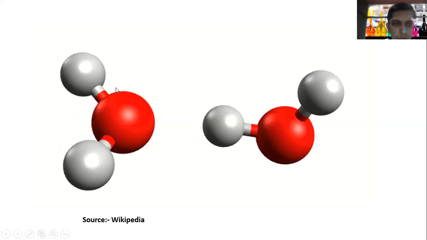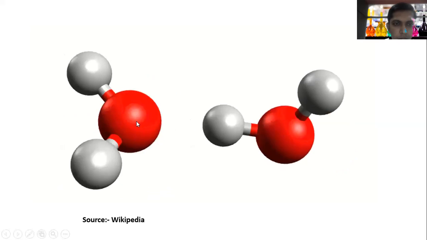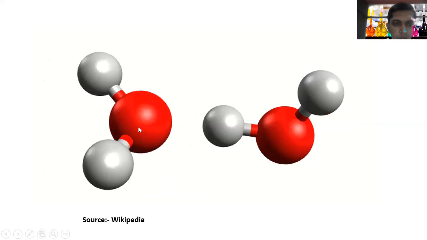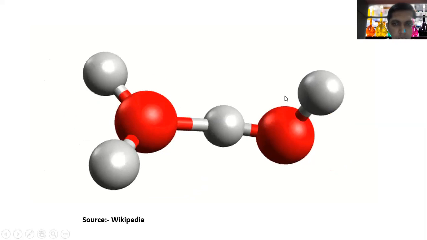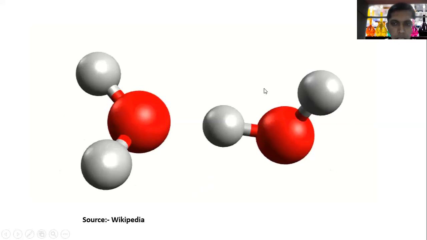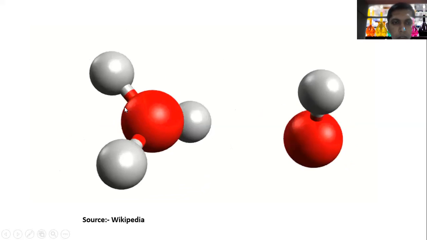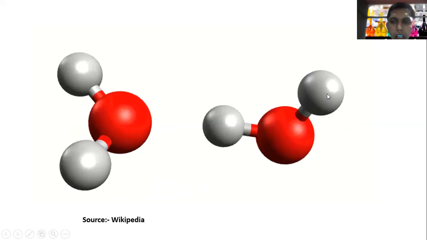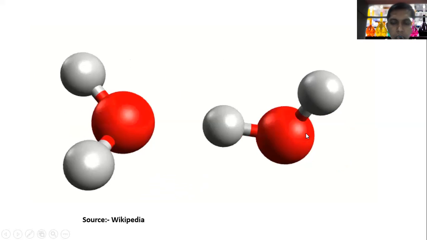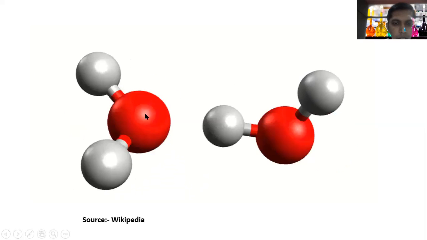So both of these water molecules, here the big red sphere is nothing but the oxygen, and these white spheres are nothing but the hydrogen atoms. So one of the hydrogens is transferred from one water molecule to the other water molecule, and one is getting converted into a hydroxide ion and the other into a hydronium ion.